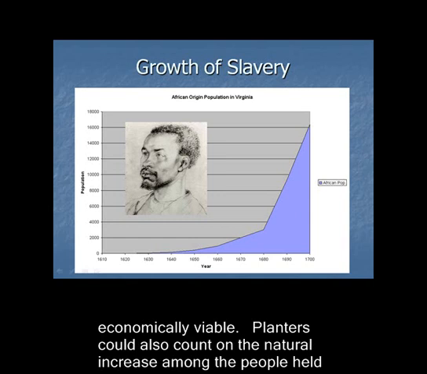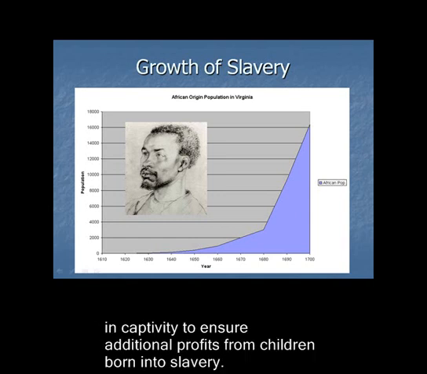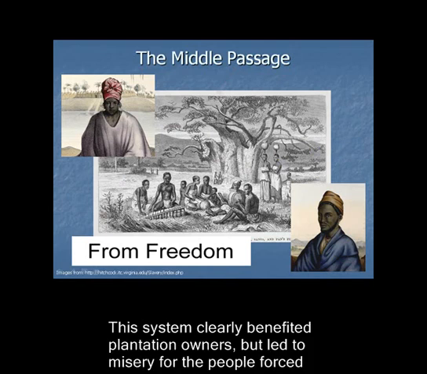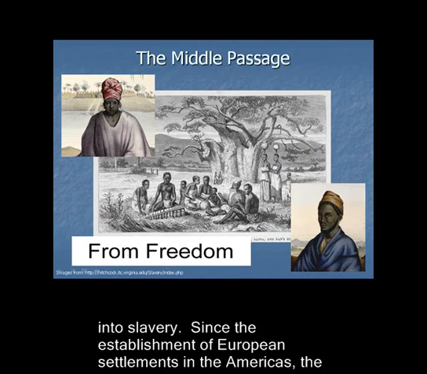Planters could also count on the natural increase among the people held in captivity to ensure additional profits from the children born into slavery. This system clearly benefited plantation owners, but led to misery for the people forced into slavery.